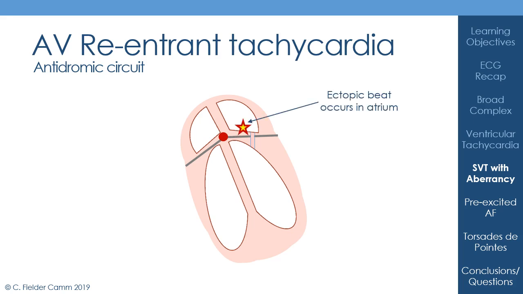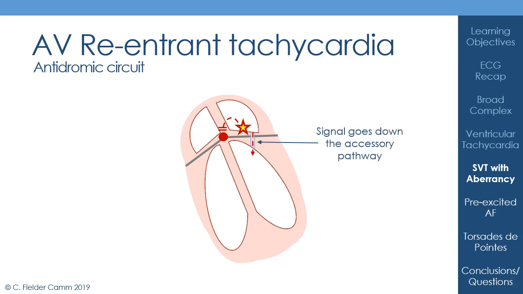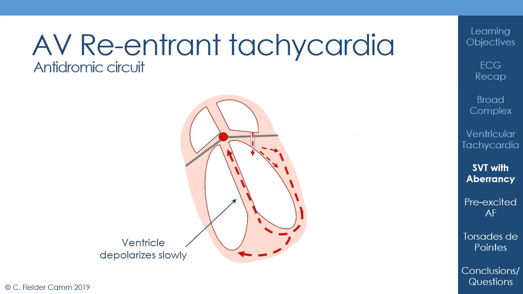So your ectopic beat occurs in the atrium, just like it does when you have your orthodromic. But it happens to hit the AV node while it's refractory. And instead, the signal passes down the accessory pathway. And so the ventricle depolarizes relatively slowly via that accessory pathway going into the ventricular muscle. So it doesn't use the standard conducting pathway.